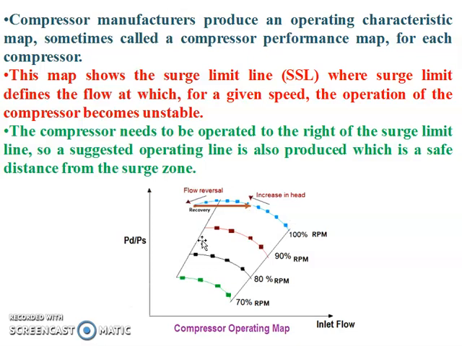The reverse is the case on the right side of this line, where the discharge pressure is increasing, meaning PD by PS is increasing. This line is called the surge limit. If the compressor enters the left side of this surge line, it is called the SSL, the surge limit line.